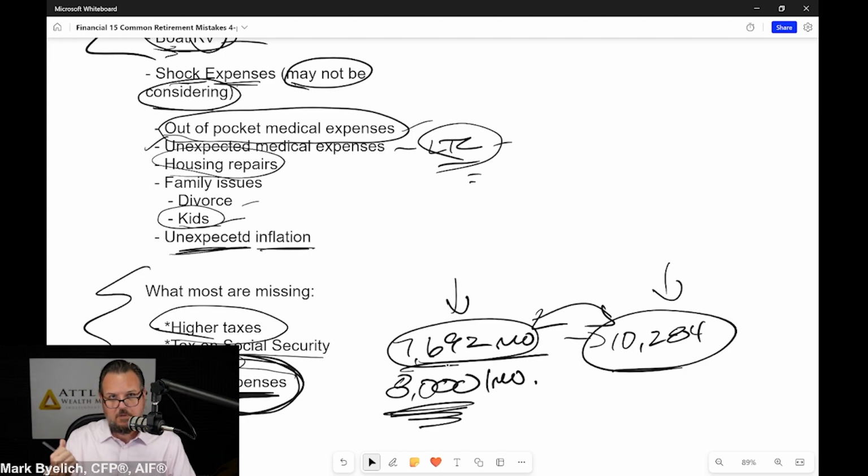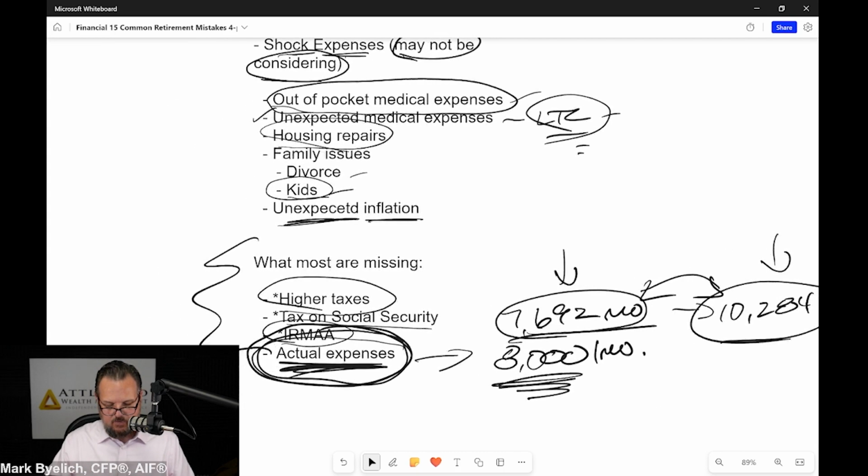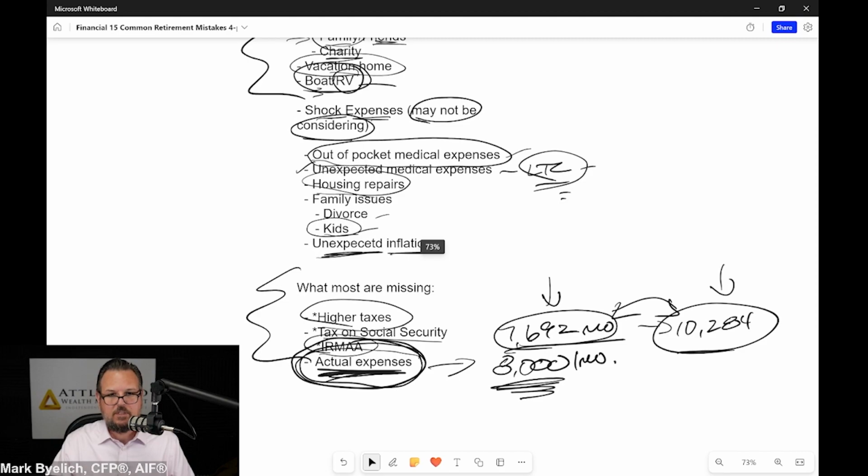"Okay, $8,000 a month, that's what it is." Well, what about this? What about that? You've got to ask those what-if questions. What if this happens? What if we have a shock expense? What if we need a new home? What if our daughter who has these issues, needs extra care, needs to move back in with us? What's that going to look like? These actual expenses, you just can't take at face value. You've got to dig in and work, and you've got to do that every single year, folks.